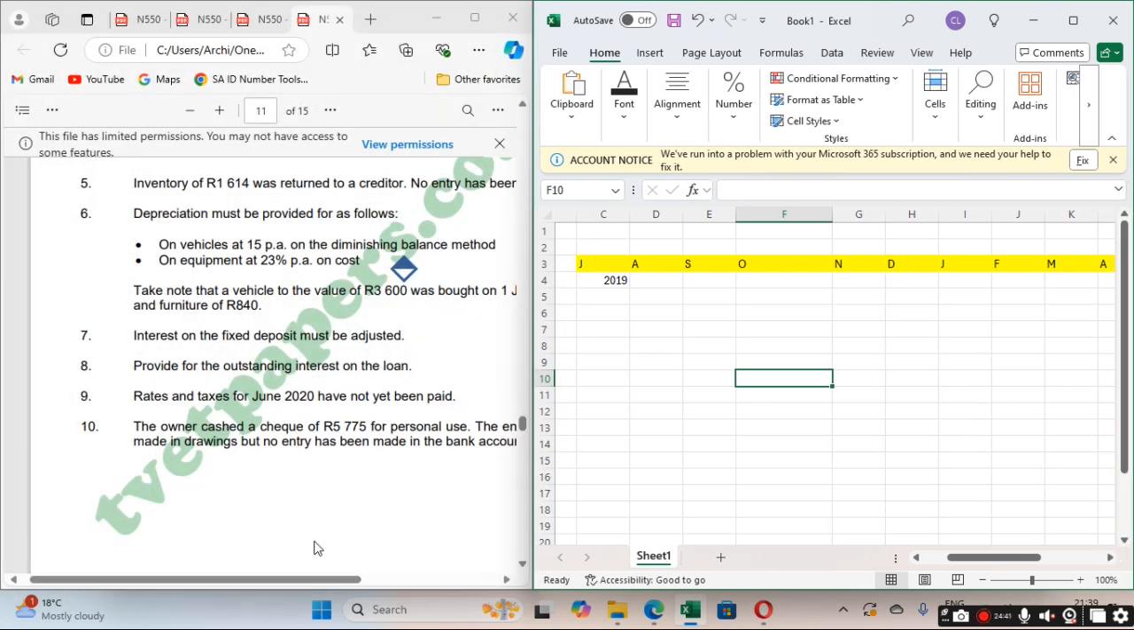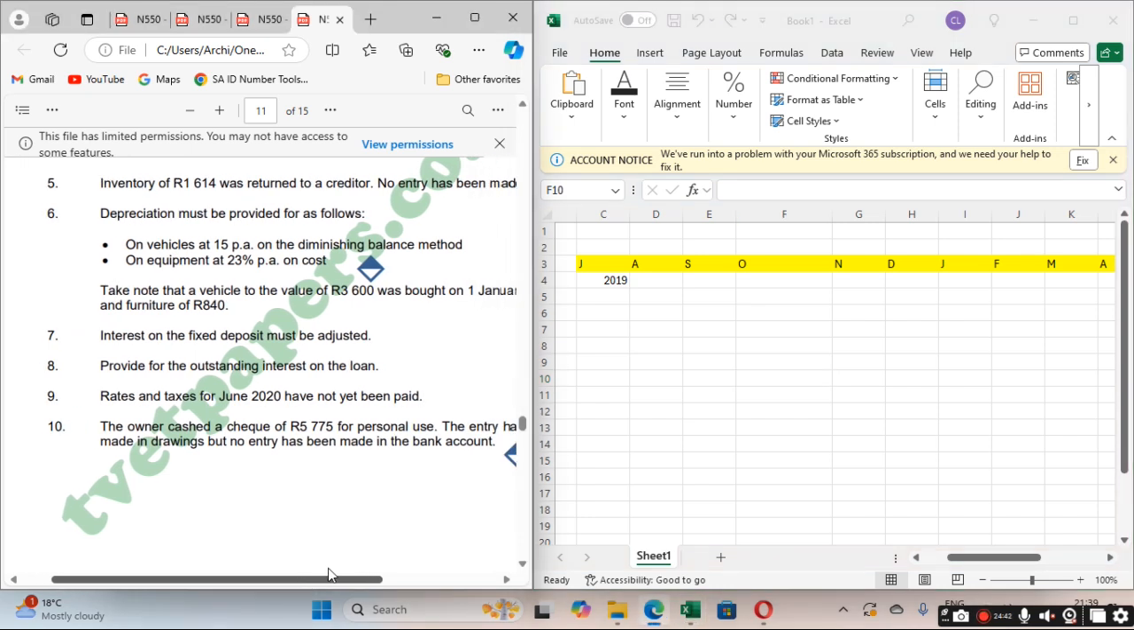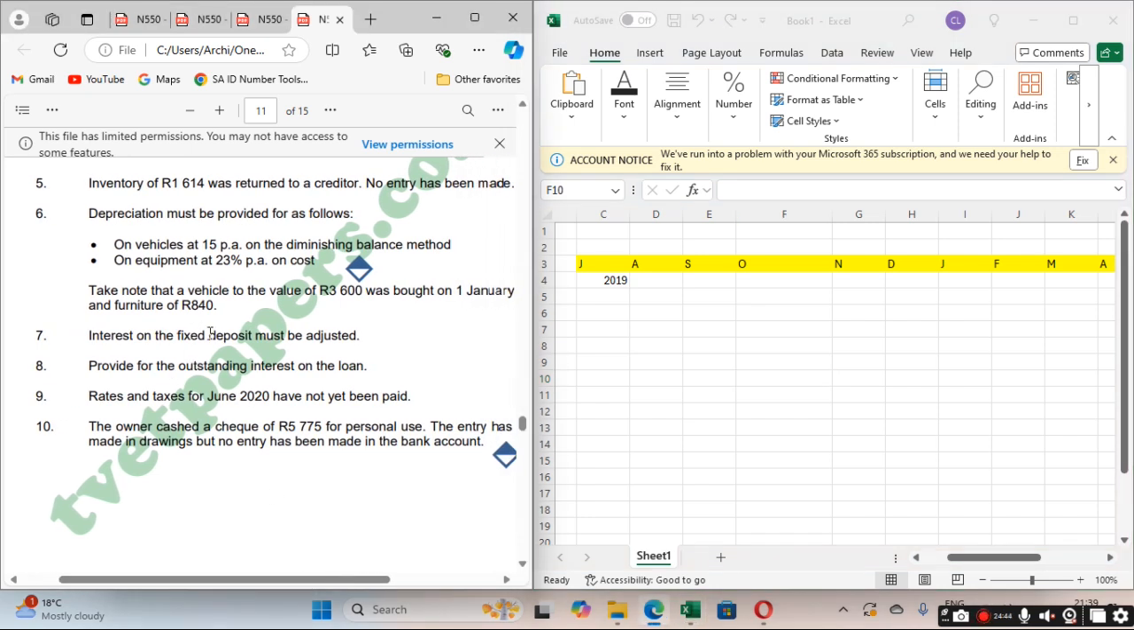Okay, so we're moving on. We're doing number 7. Number 7, they're saying interest on fixed deposit must be adjusted. Interest on what? On fixed deposit. So let's see. This one is straightforward.